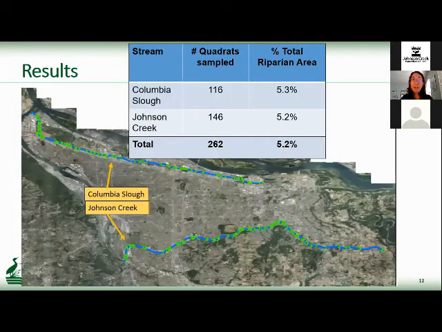So in terms of area that we were able to sample, we really did quite a thorough job last summer, getting a little over 5% of all of our riparian areas surveyed, both in the slough and in Johnson Creek. As you see, the blue lines are the streams, and the green dots are the locations of those different quadrats sampled for looking at canopy abundance and Oregon ash distribution. So really quite a wide range from one end of the watershed to the other, to help us characterize and use that information to extrapolate for the rest of the watershed.